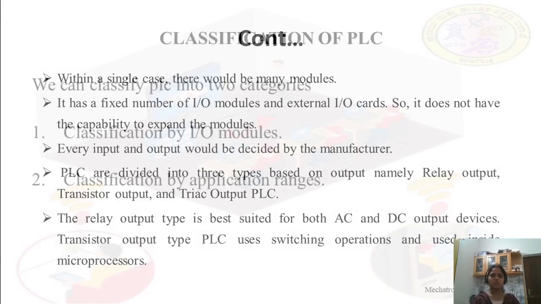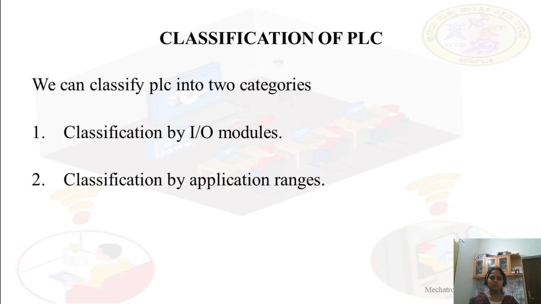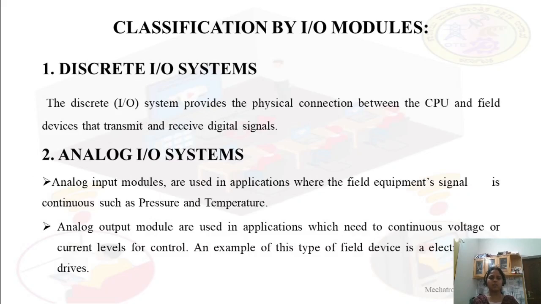Now we will move on to the next topic, that is classification of PLC based on IO modules and application ranges. The PLCs again we are classifying based on the input-output modules and also on the application ranges. First we will see how we are classifying by I/O modules. The first one is discrete I/O system. It is nothing but the digital system. And the second one is analog I/O system. Based on I/O modules, we are dividing it into digital I/O systems and analog I/O system.